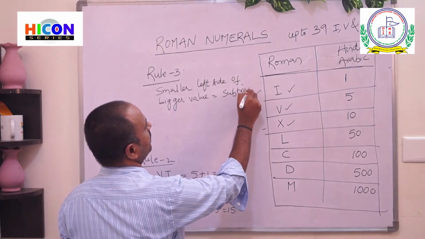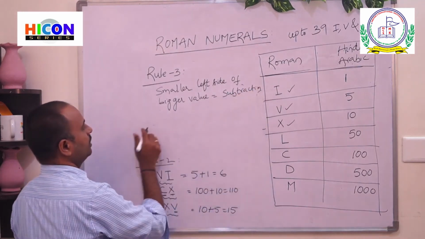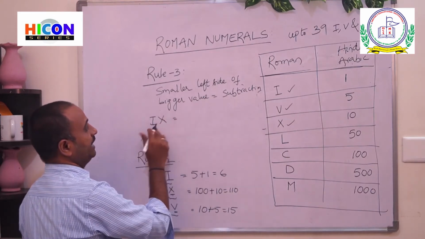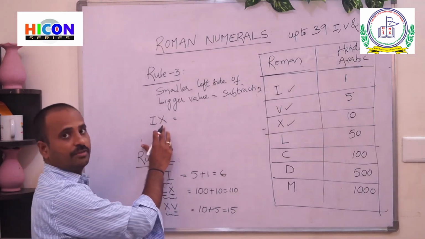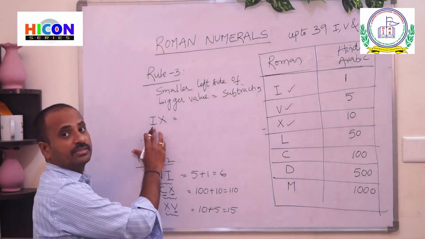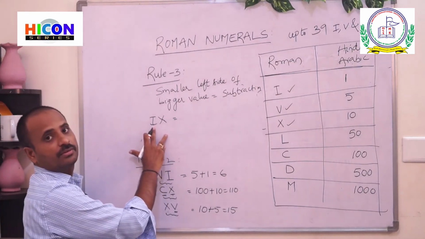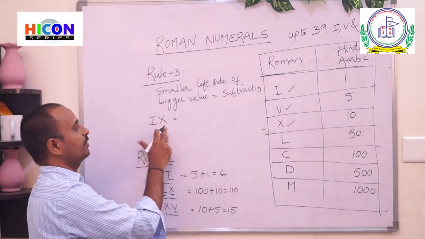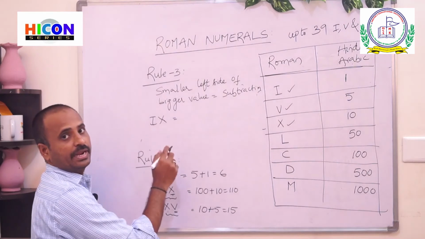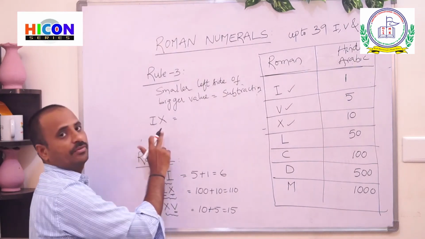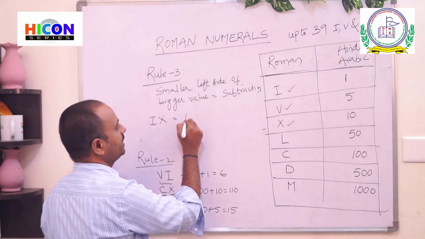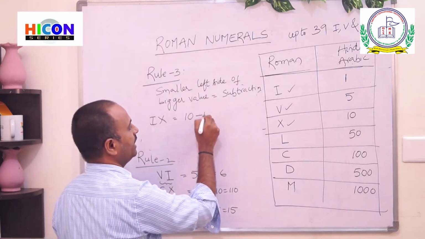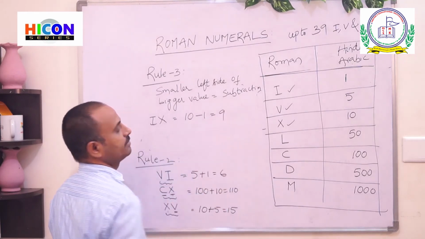So let us see an example. For example, IX. So children, here I is the smaller value, X is the bigger value, and the smaller value I is written on the left side of the bigger value. Now we have to subtract the smaller value from the bigger value. So bigger value X means 10 and smaller value I means 1. So subtract 1 from 10, we will get 9.